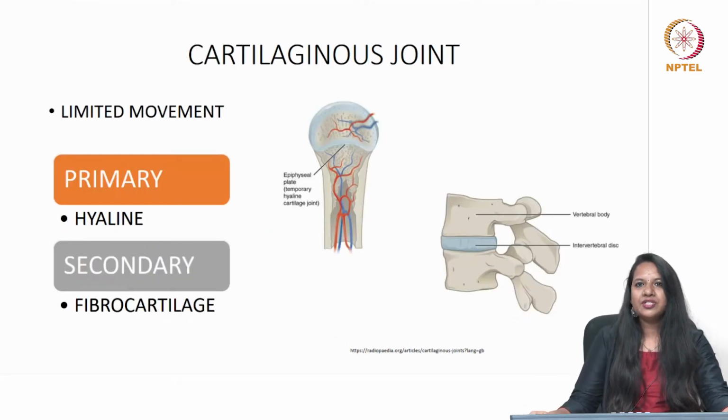Then comes the cartilaginous joint, which has limited movement. Limited movement in the sense it is more movable when compared to fibrous joint and less movable when compared to synovial joint. It is of two types, primary and secondary. In primary, the two bones are joined by a hyaline cartilage and they are present in between the ossification centers of the long bone, whereas in secondary, the bones are connected by a fibrocartilage pad in between them, which is seen in the intervertebral disc.